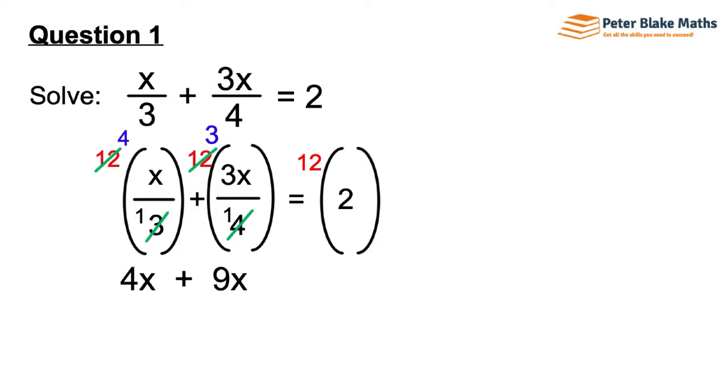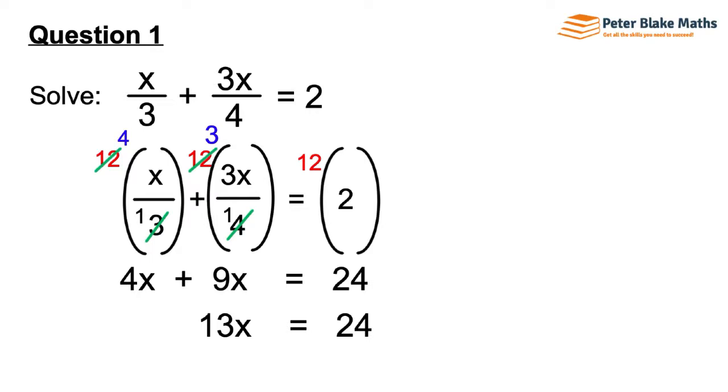On the right hand side of the equal sign, there's nothing on the bottom, there's no fraction there as such, and so we just do 12 times 2, making 24 for the right hand side. On the left hand side, we've got a 4x and a 9x, so we can add those like terms together and get a total of 13x. And we have 24 on the right hand side.